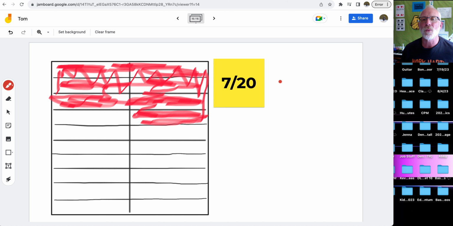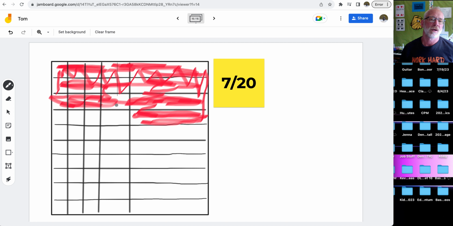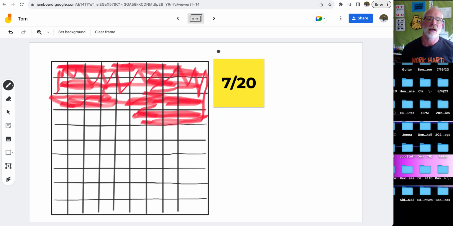So we said now we know that percent means out of 100. So how do we turn these into hundreds? And we said, well, we could break these up this way. 1, 2, 3, 4, like that. And then 1, 2, 3, and 4.